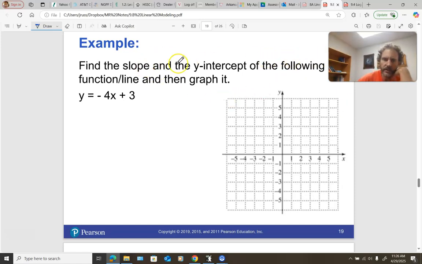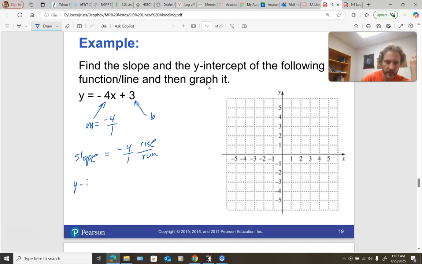Find the slope and the y-intercept of the following function/line and then graph it. So this one's the same way. We can see that our slope is -4, or -4 over 1. We can see that b is 3, okay? So the slope is -4 over 1, or just -4. Remember, this refers to rise over run. In this case, it's going to actually fall, though. And then the y-intercept is going to be the ordered pair 0, 3.